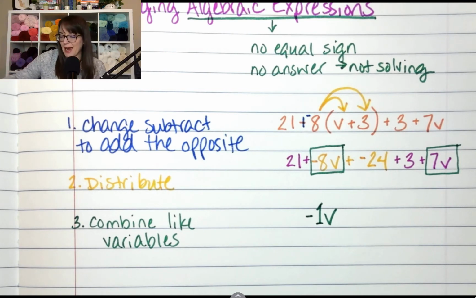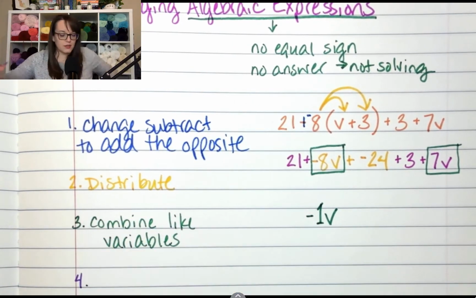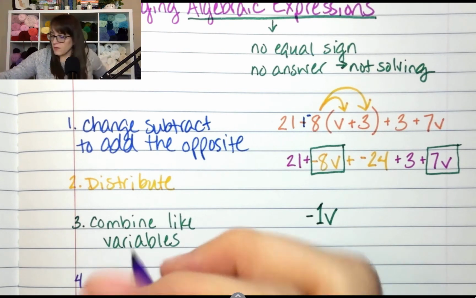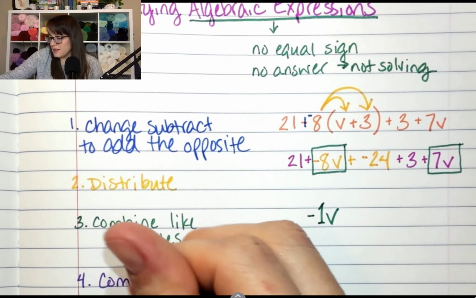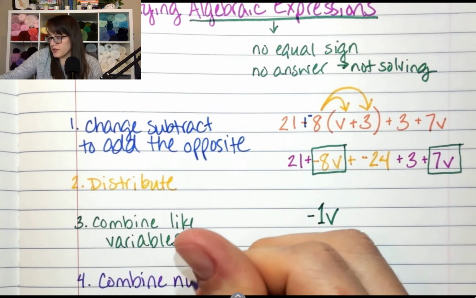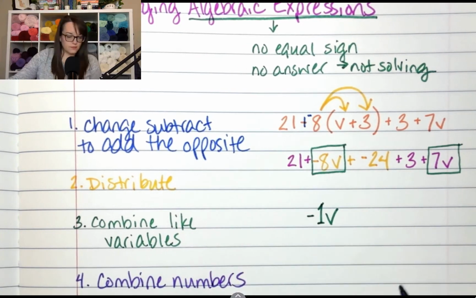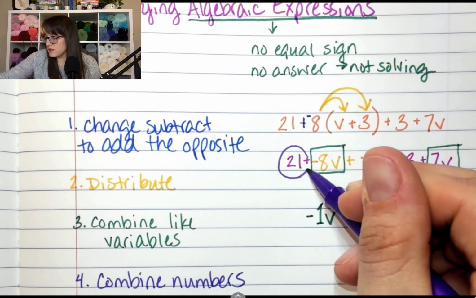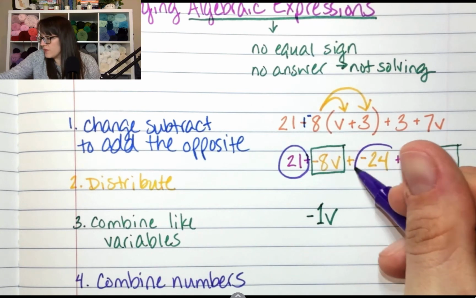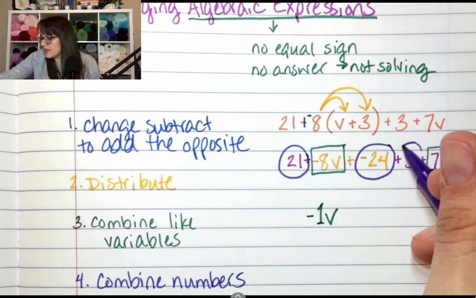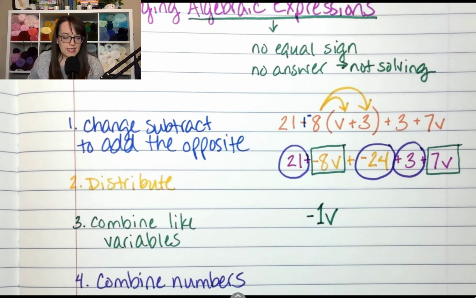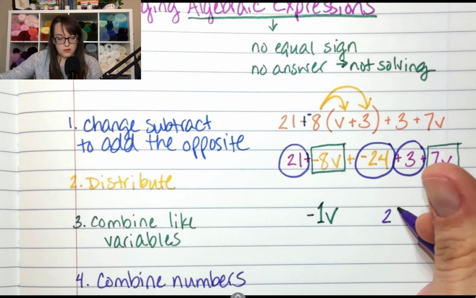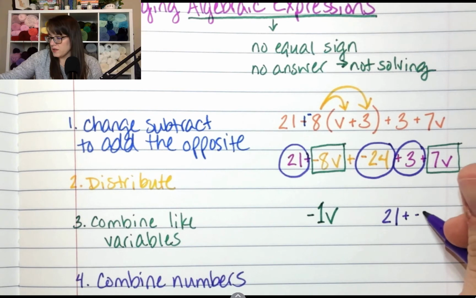Next, we're going to combine our numbers. So next, we're going to look at the numbers. Combine numbers. All right, so I've got a 21, a negative 24, and a positive 3. What is 21 plus negative 24 plus 3?